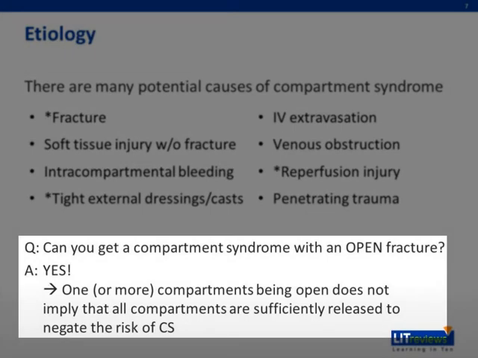One question attendings always like to ask regarding compartment syndrome to pimp the medical student is, can you get a compartment syndrome if your fracture is open? In principle, it sounds like you couldn't, but the point of the question is that yes, you can. So while one or more of the compartments in the extremity may in fact be open as a result of the injury mechanism, it doesn't mean that there's no possibility of compartment syndrome, because the other compartments therein can still be closed and can still be swollen.